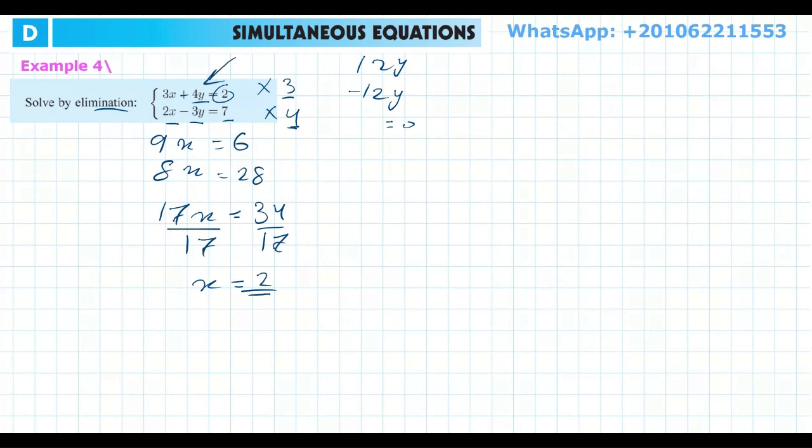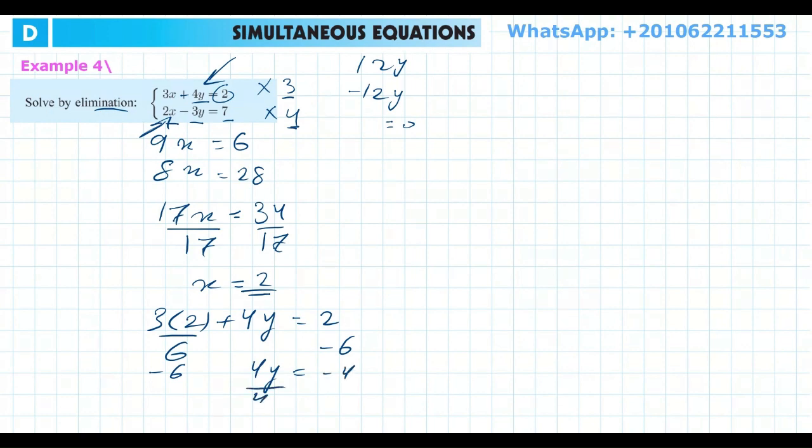Picking the first equation or the second equation will help us to determine the value of y. Then I'll choose the first one. 3 by x, which is 2, plus 4y equals 2. 3 times 2 becomes 6. Then negative 6 and negative 6. Then 4y equals negative 4. Divided by 4, y equals negative 1.